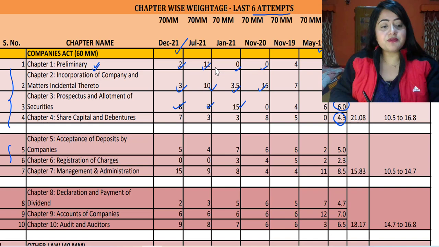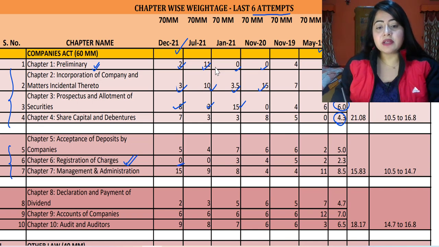Next up, let's talk about chapters 5, 6, and 7. Now these chapters have been coming every single time. Registration of charges has not been coming for the past 2 attempts, but apart from that, these 3 chapters have been coming in every single attempt. The average weightage is 5 marks, 3 marks, and 8 marks.